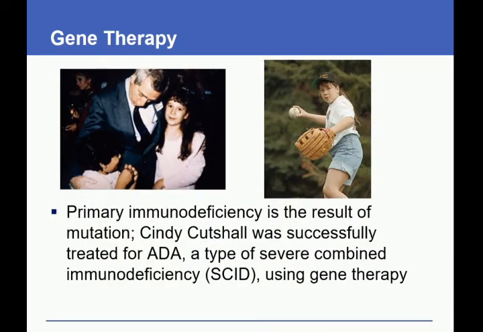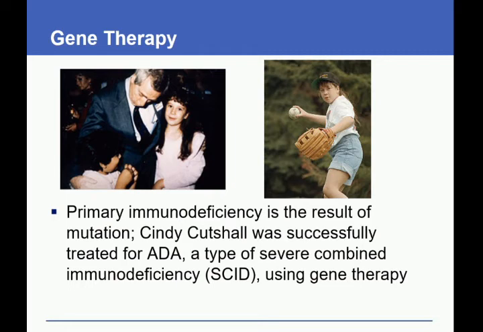So primary immunodeficiency is a result of mutation. So this girl, Cindy Cutshall, was successfully treated for ADA. ADA is a type of severe combined immunodeficiency, SCID, using gene therapy. So how did she get cured? So all of your cells, all of your immune cells even, are created from your bone marrow.